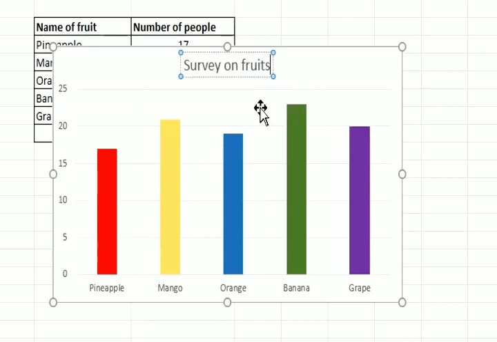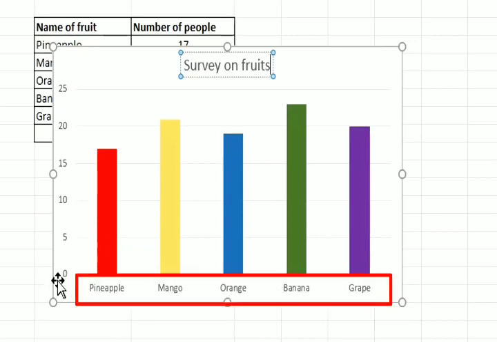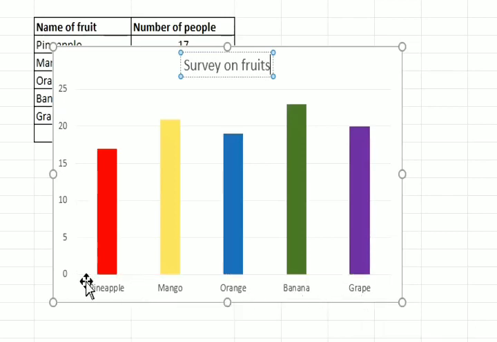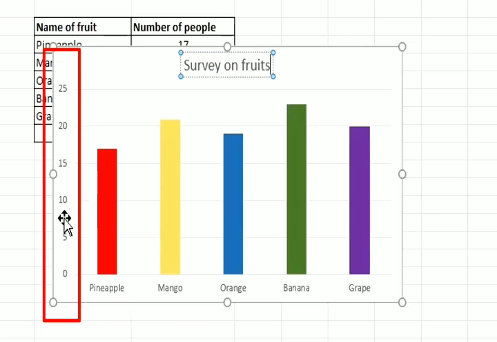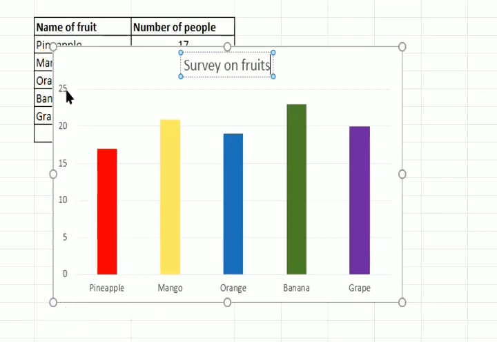So next, here you can see the axis. This is the x-axis, and the names pineapple, mango, orange, banana, grape are there. Similarly, the range is 0, 5, 10, 15, 20, 25. So this is the y-axis. You can give a name for the x-axis as well as the y-axis.